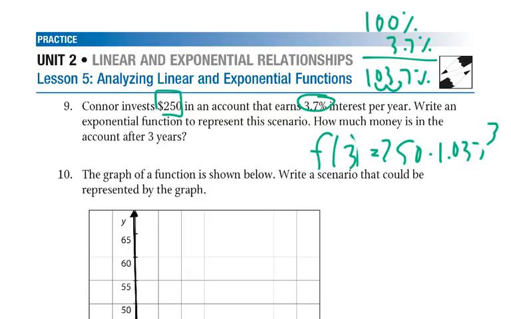Then we replace that x with a 3 to solve, and we figure out in 3 years how much we have. So use a calculator. 250 times 1.037 to the third gives us 278.79 when we round, because it's money. And there we go. After 3 years, that's how much you have.